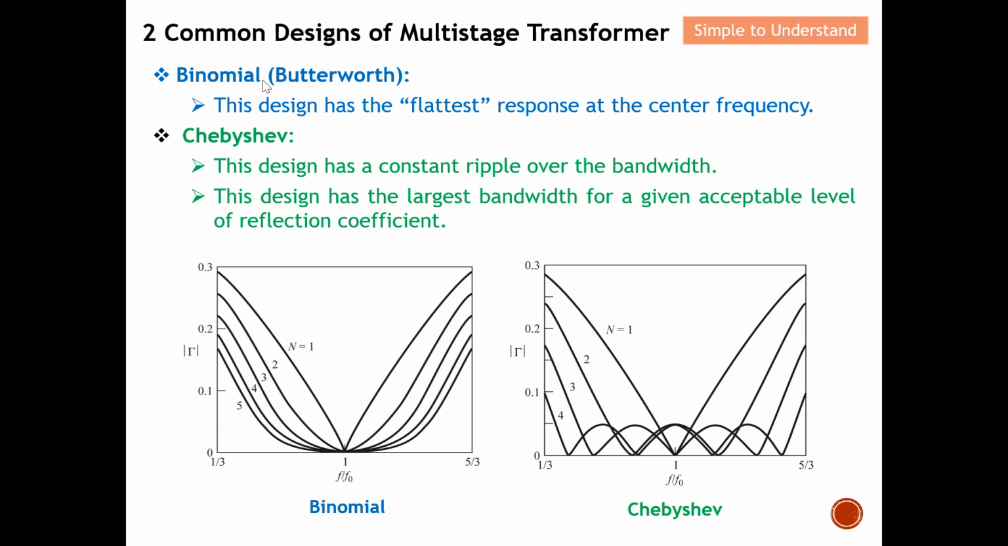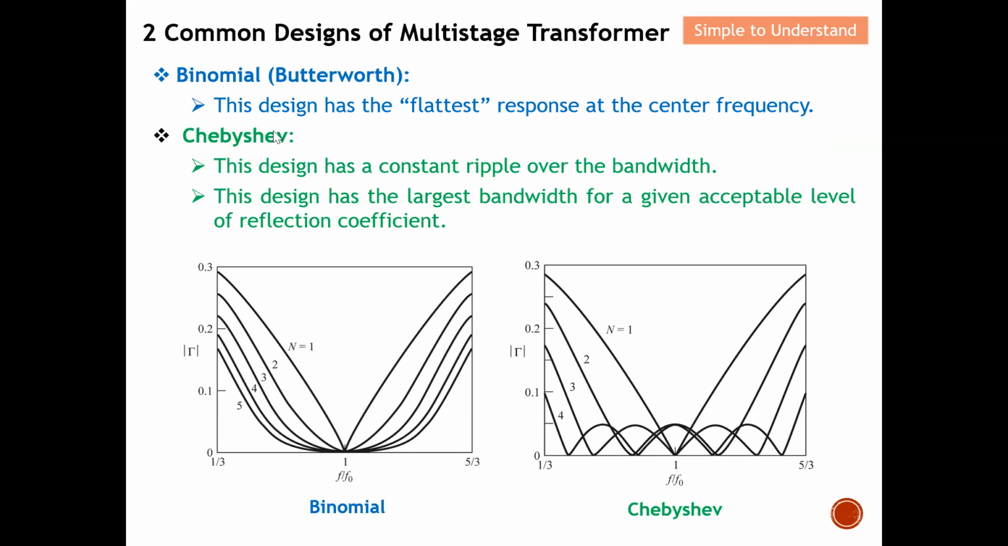For binomial, the key advantage of the design is that it will have the flattest response at the center frequency. If you take a look at this frequency response, you can see that when n equals 1 or n equals 2, etc., they basically match at the center frequency. So for this binomial, the design will have the flattest response right at the center frequency.